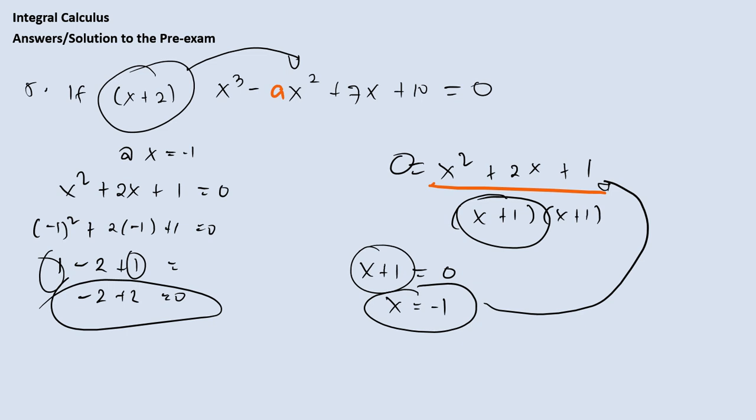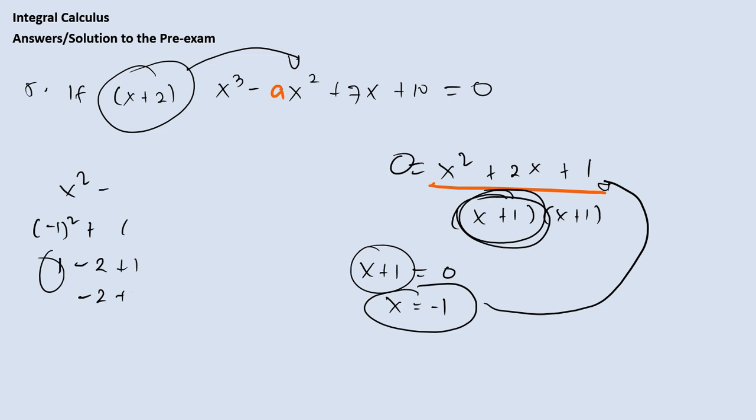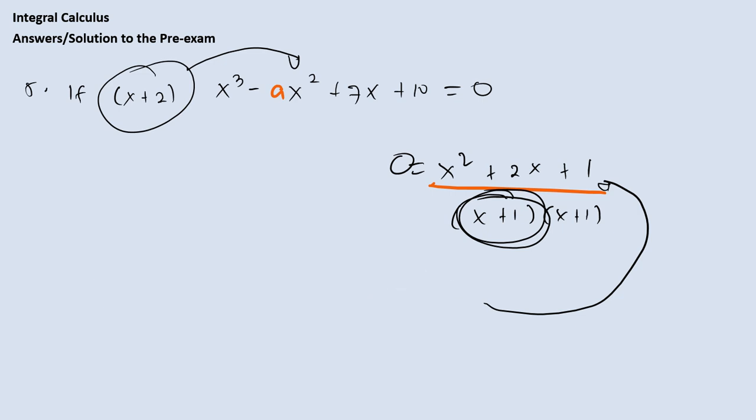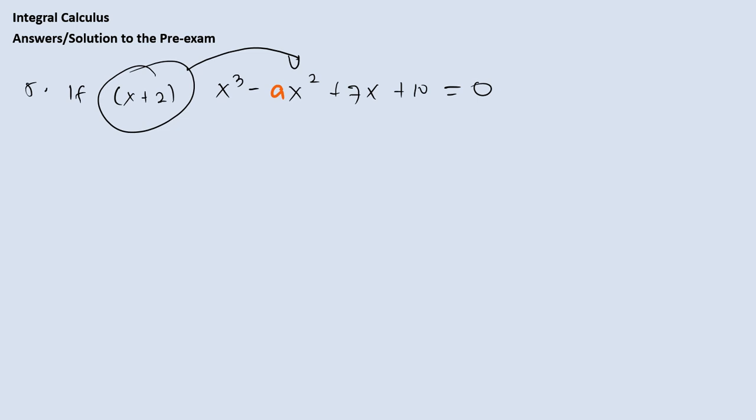So, this is correct. It means to say that x plus 1 is a factor of x squared plus 2x plus 1. Yun lang ibig sabihin nun. I hope naturo sa inyo sa algebra. I really hope na naturo, because that's one of the tests to determine if something is a factor of something. Dapat equals to 0.